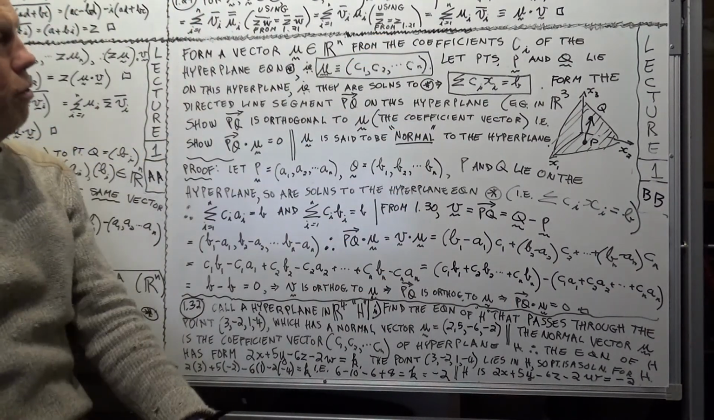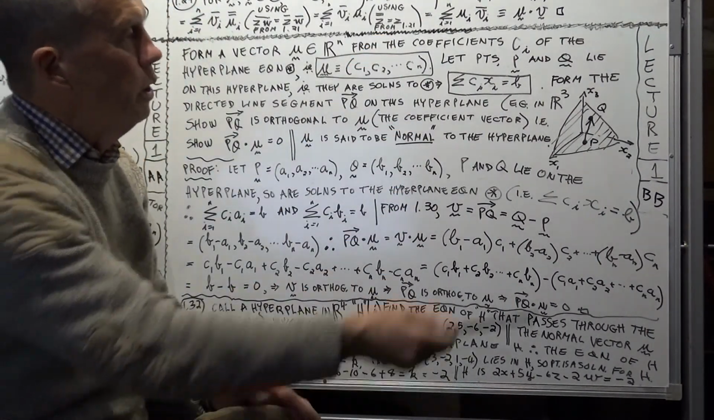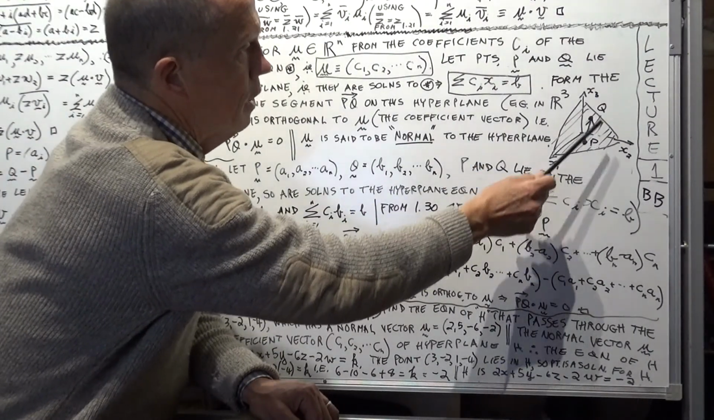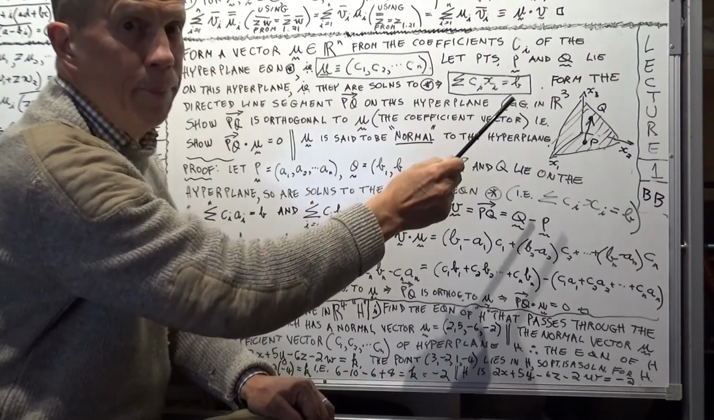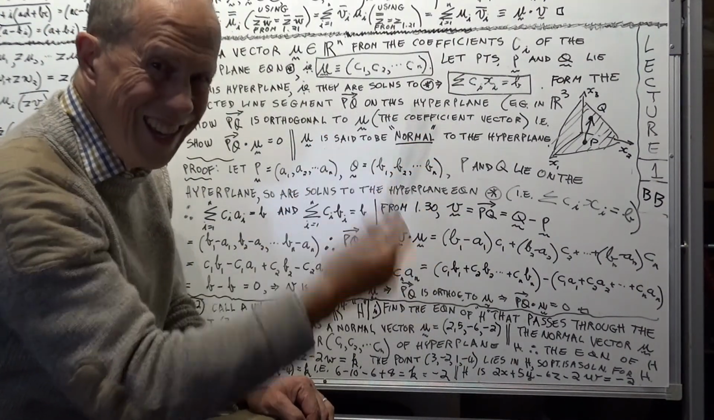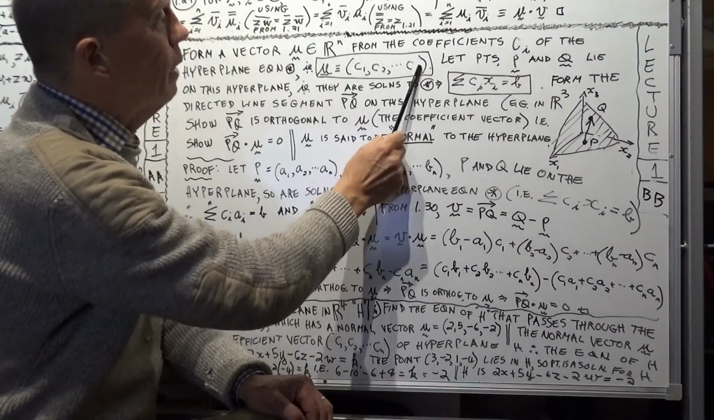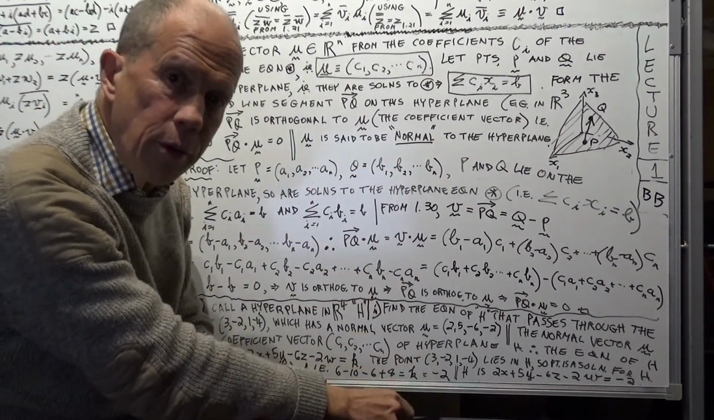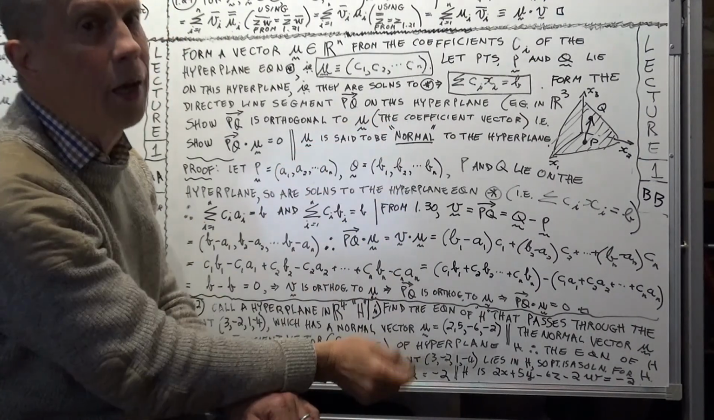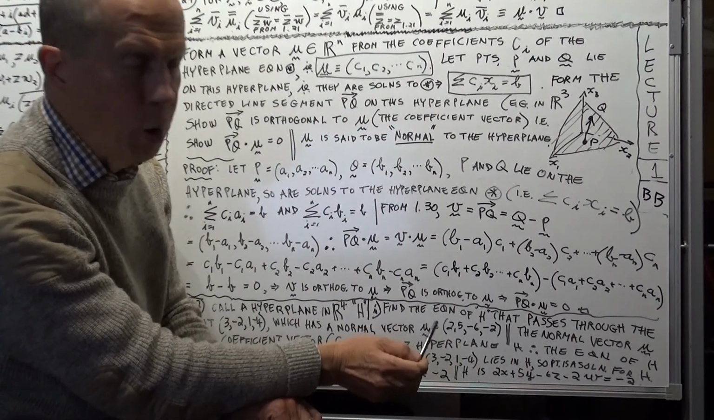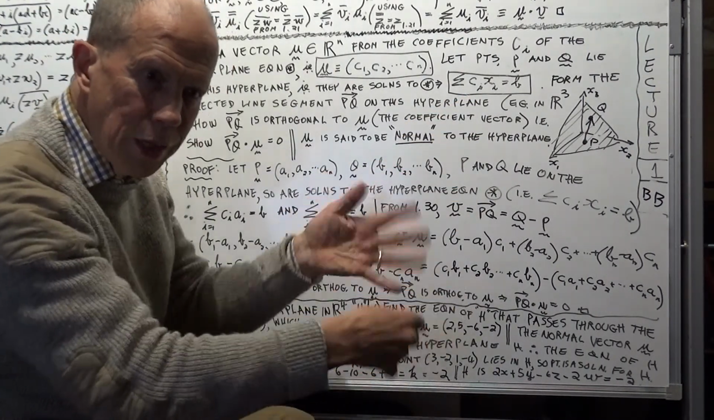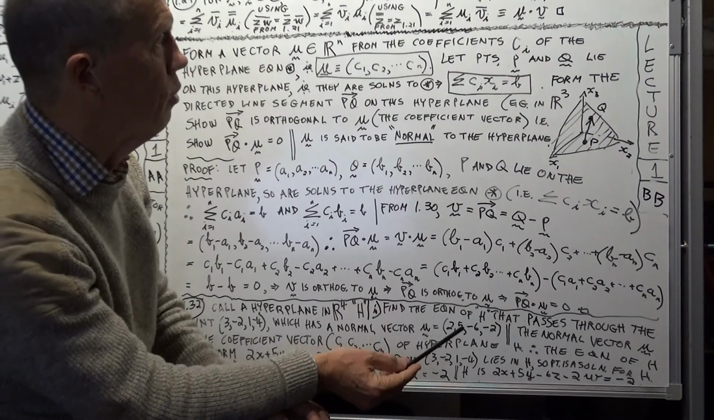So what we're going to try to do now is form a directed line segment in this hyperplane, and then take the dot product of it with this coefficient vector, and we should get zero. And if that's the case, then this coefficient vector must be the normal to this hypersurface. Okay, that's where we're going. That's what we're trying to do.